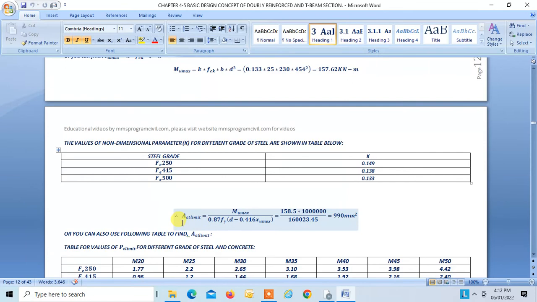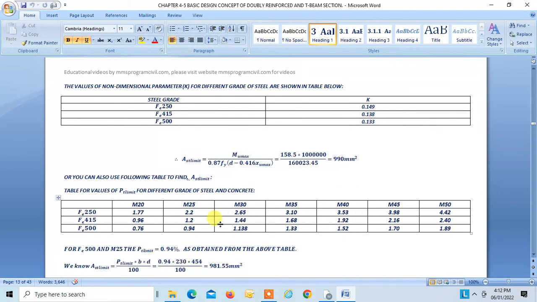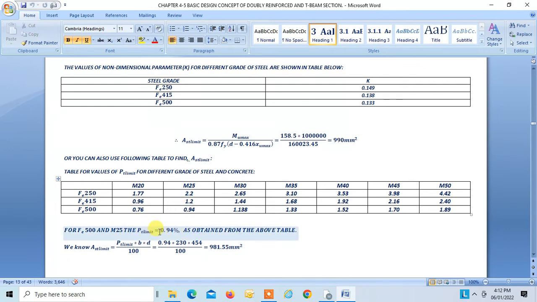So now you can find the AST limit, simple, that is equal to MU max divided by stress in steel into lever arm, that is equal to 990 mm square. We can also find AST limit using this table. From this table, you can find PT limit. We have M25 grade concrete and Fe 500 steel. The PT limit is 0.94.